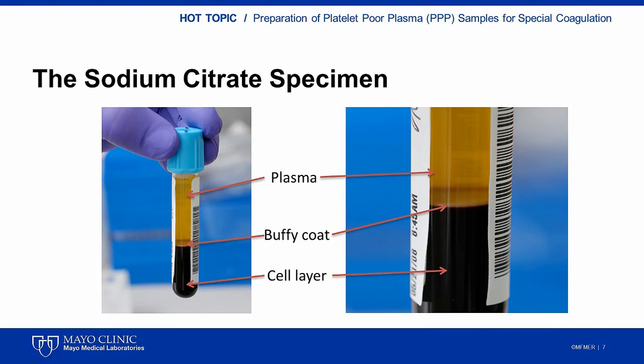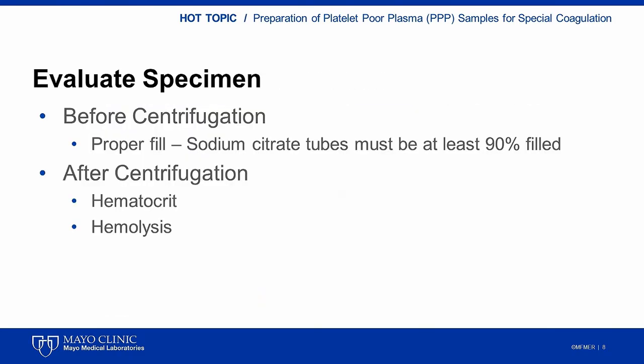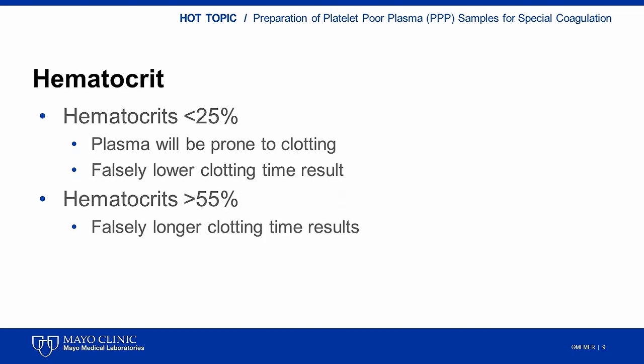Here is an example of a sodium citrate specimen after centrifugation. Review the differences in relative positions of the plasma, buffy coat, and cell layer. After centrifugation, evaluate your specimen for an acceptable hematocrit and the presence of hemolysis. An acceptable hematocrit will be between 25 to 55%.